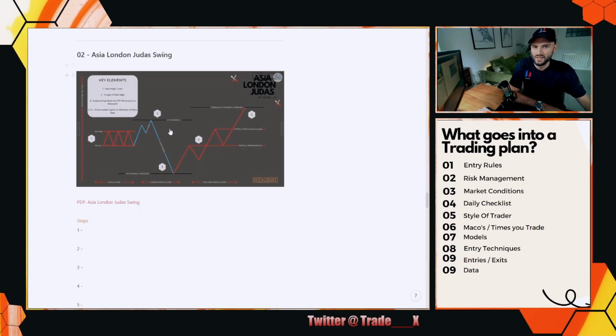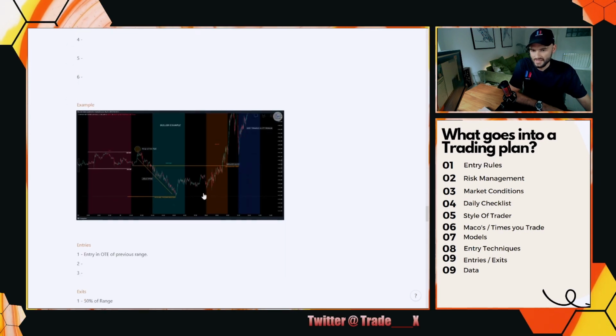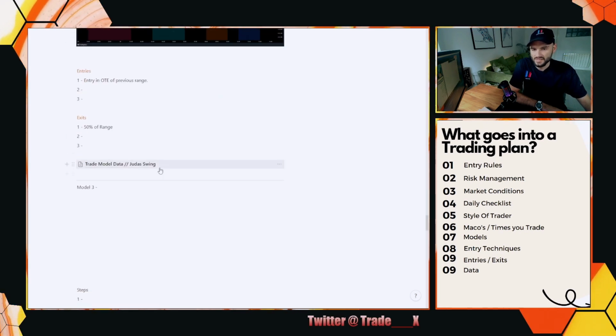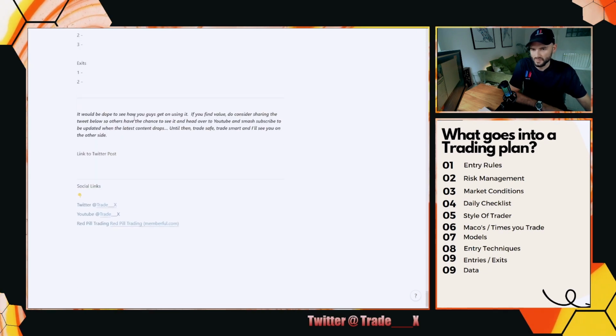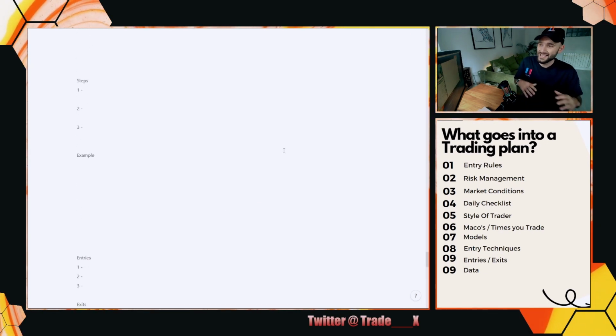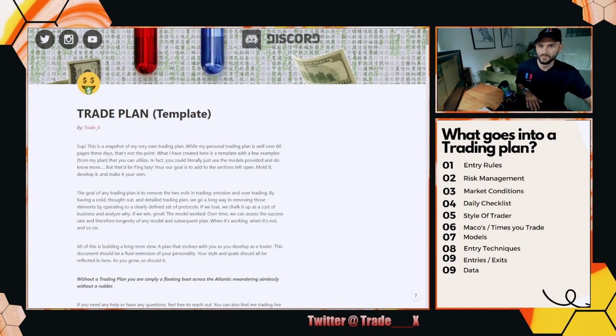So here's an Asia London Judas swing. Steps, example, entries, exits, data. Do the same for 3, 4, however many models you have, and you go through it. So guys, this is an overview. This is a template of my own personal trading plan. My trading plan is about 62 pages long, all right?